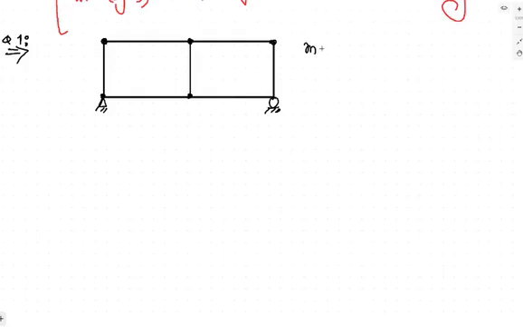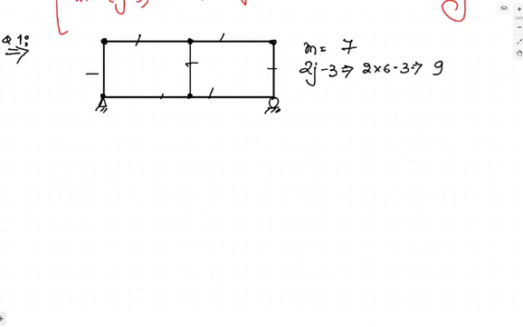So सबसे पहले m, number of members. Number of members 1, 2, 3, 4, 5, 6, 7. It means there are 7 number of members. Now you will calculate 2j minus 3. Displacement कितना हो सकता है? j मतलब 1, 2, 3, 4, 5, 6. This is 2 into 6 minus 3. This is 12 minus 3.